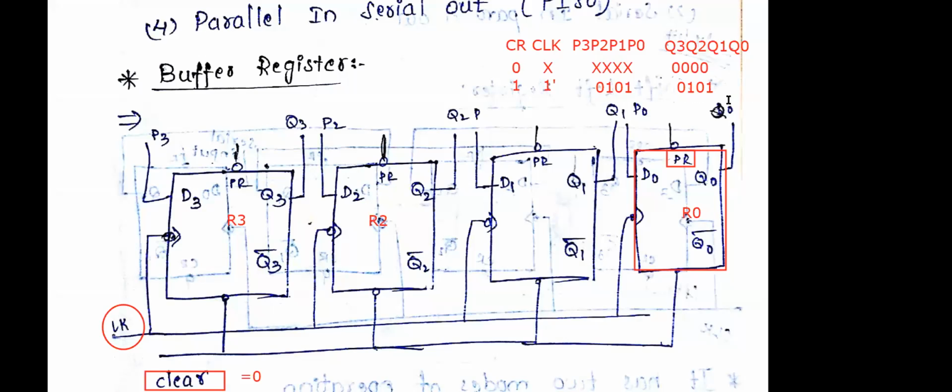Similarly, if you want to apply one more data, if the clear equals 1 and the clock is a negative edge clock, if the data is 1 1 1 0, the output after the application of the clock is also 1 1 1 0. Simply, this circuit will transmit whatever the input is. Therefore we call this type of register a buffer register.